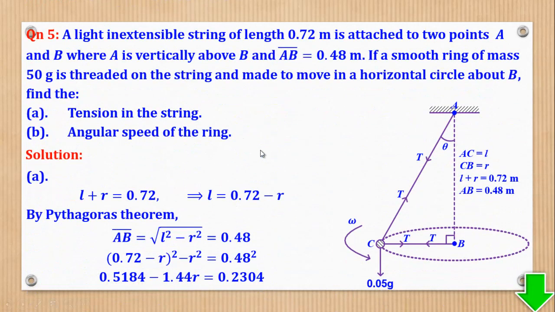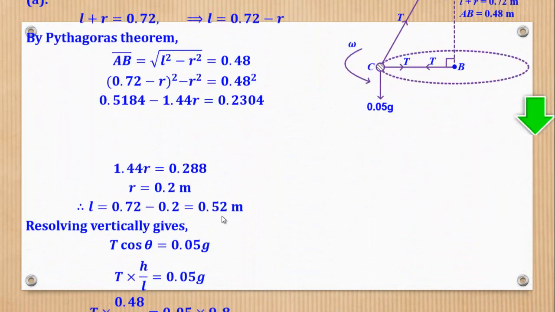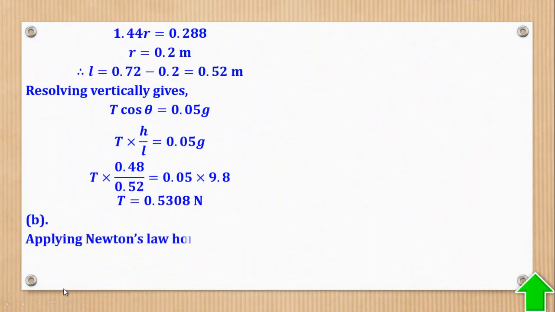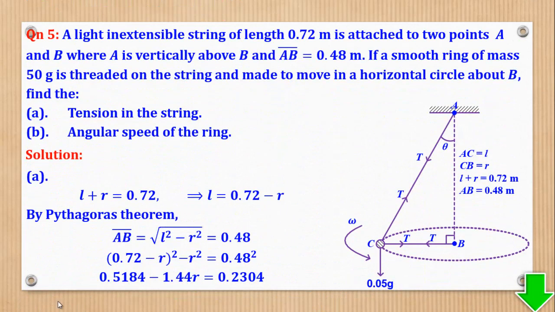the angular speed of the ring. So applying Newton's law horizontally. Now this is funny. Let's look at the diagram again. Remember we said centripetal force is provided by force towards the center. Now here there is this force, it is acting on the particle towards the center.